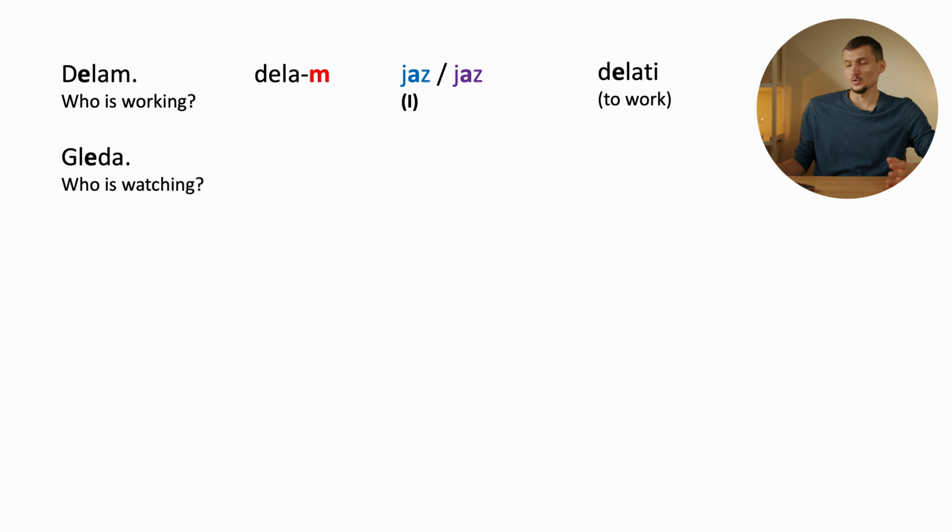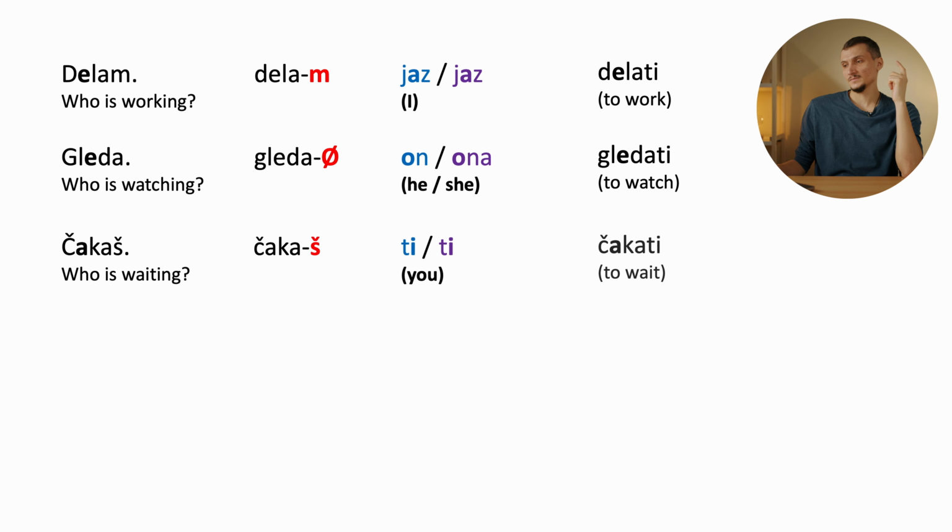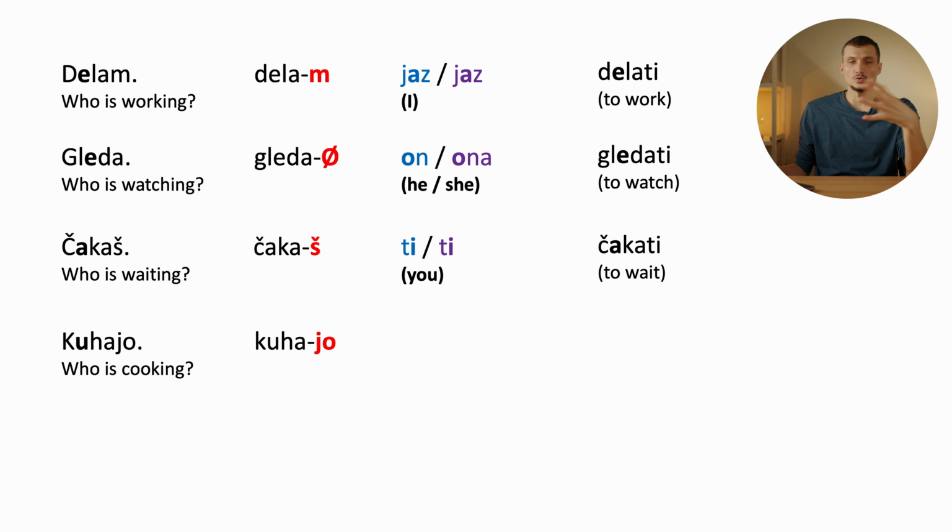Gleda. Who is watching? Zero ending on ona. Gledati, to watch. Čakaš. Who is waiting? Čakaš. Ti. Čakati, to wait. Kuhajo. Who is cooking? The ending is jo. Kuhajo. You can check what jo means. Jo is they. Oni or one. But the most important thing is that you know they. So don't stress if it's too complicated to know oni and one and midva, because it is too complicated.